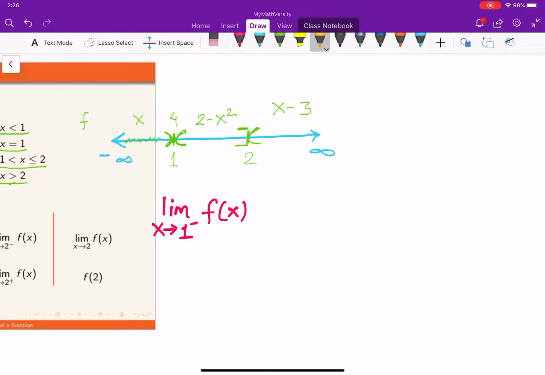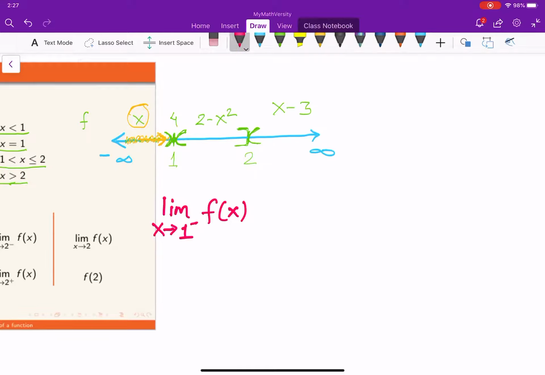What we just need to do is go closer and closer to 1 from the left side, and that's the direction we will be moving. Whenever the x value gets closer and closer to 1 from the left side, you can see that no matter whichever real number you choose, the y value is calculated by this rule, which is just x.